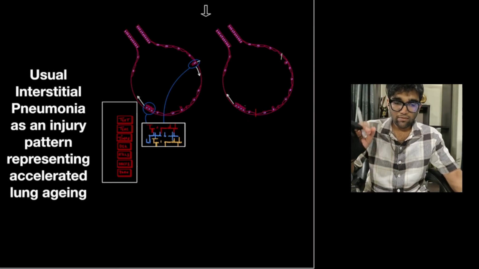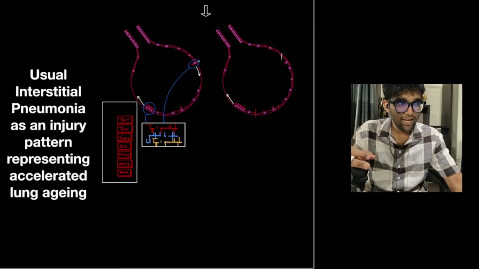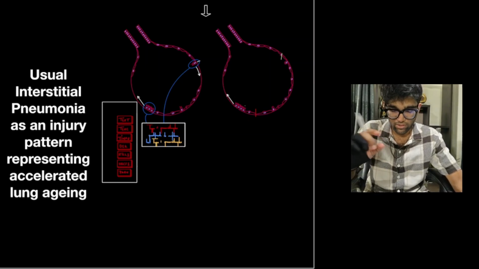So the final analysis of that is that whenever you replicate DNA, you lose a little bit of the DNA at the end of the two double stranded DNA.